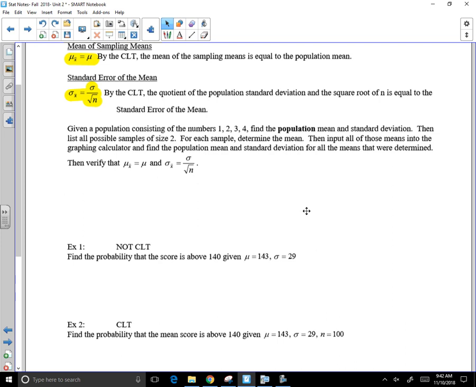All right, given a population consisting of the numbers 1, 2, 3, and 4, find the population mean and standard deviation. Okay, so let's start with that. So I'm gonna make a list. X is 1, 2, 3, and 4.